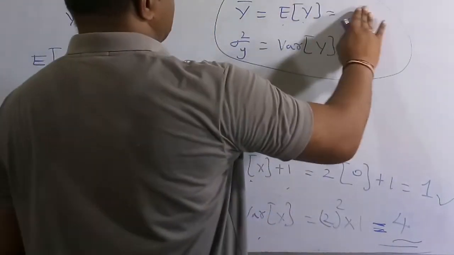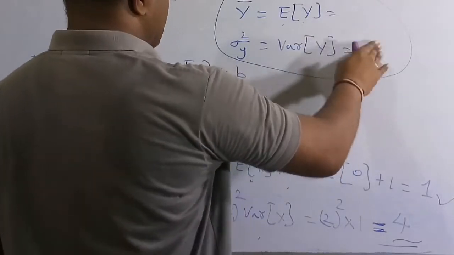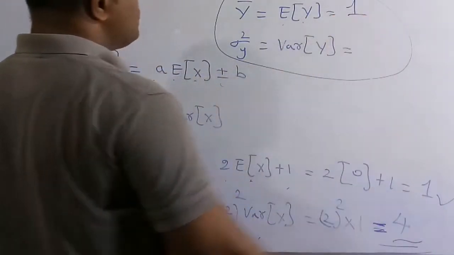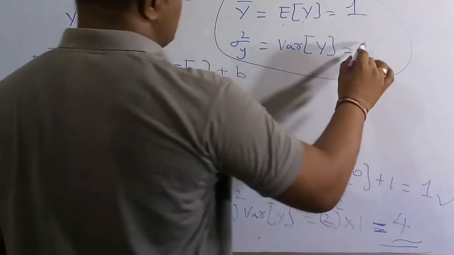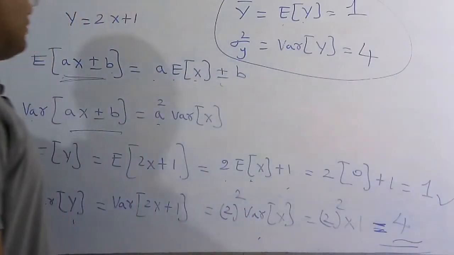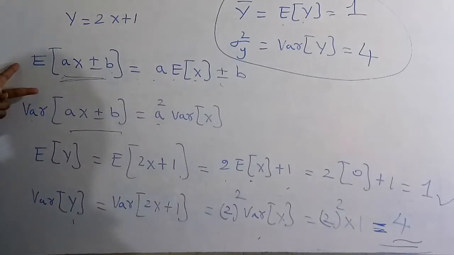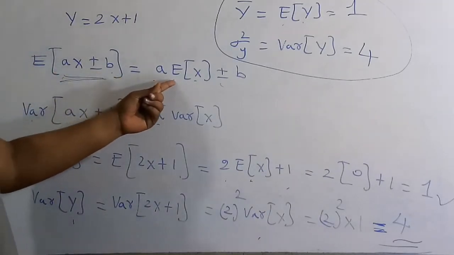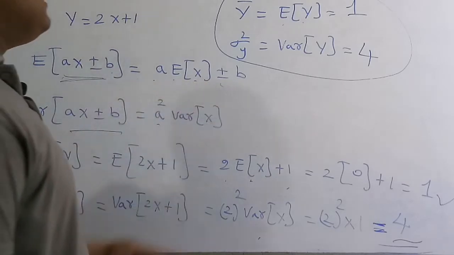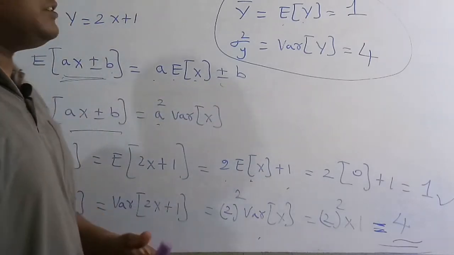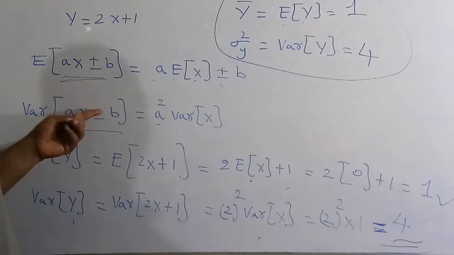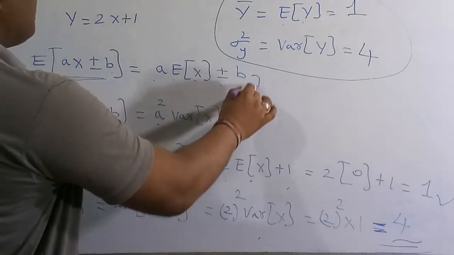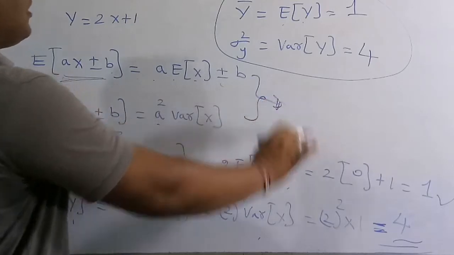So finally, the mean value of the random variable y is equal to 1 and the variance of the random variable y is equal to 4. These are the important formulas that you always have to remember. The average or the mean value of ax plus or minus b is equal to a into the mean value of x plus or minus b, because mean is also called the expectation. Variance of ax plus or minus b is equal to a square into variance of x. These are the important formulas that you always have to remember in probability.